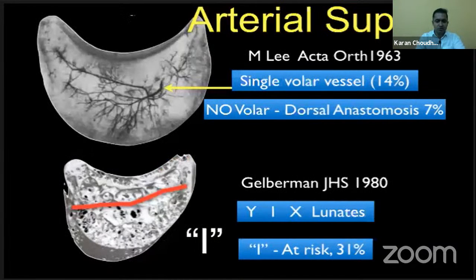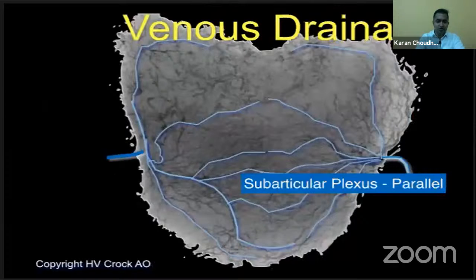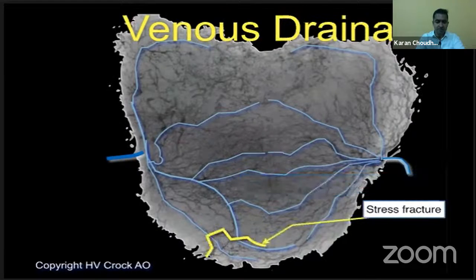What we already know also is the vascular factors: an absent dorsal anastomosis and an I-shaped pattern of blood supply are at risk of developing Keinbock's disease. However, current consensus is in favor of venous channels that are running parallel to the weight-bearing surface of the lunate.